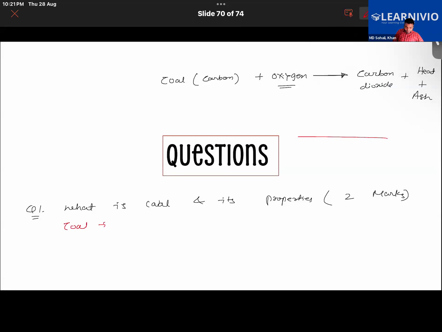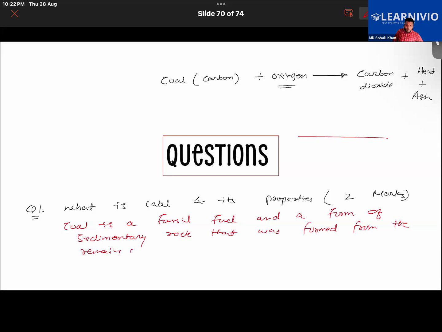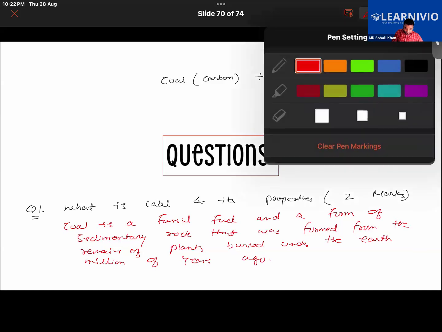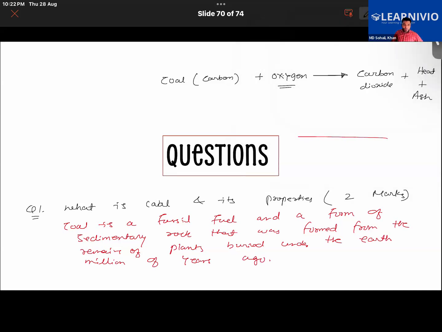So the answer for this question would be: coal is a fossil fuel and a form of sedimentary rock that was formed from the remains of plants buried under the earth millions of years ago. You guys write down the question and the answer. Billions of years ago. So what is coal? That question has been addressed.